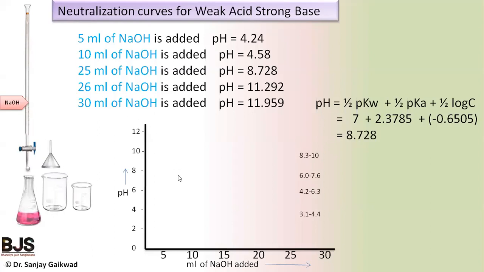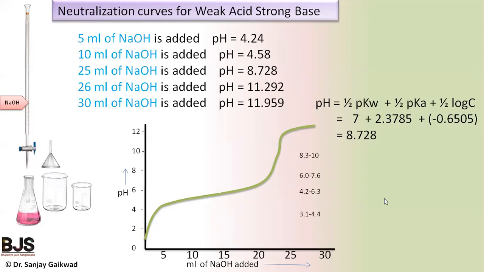Now here we observe that when we plot the graph, the nature of the graph starts with a higher increase initially, and then slowly increases up to the neutralization point, and at the neutralization point a sharp increase is observed again, and it remains at about 12 pH.